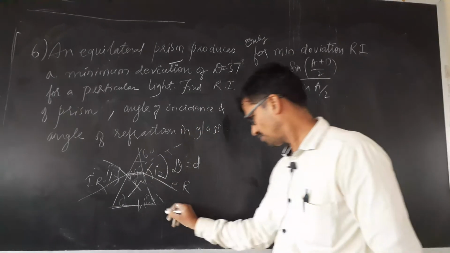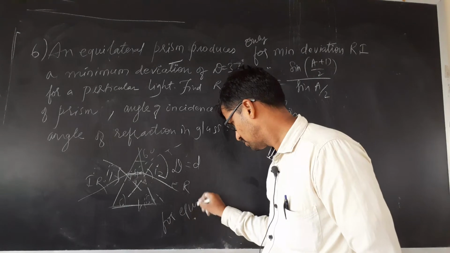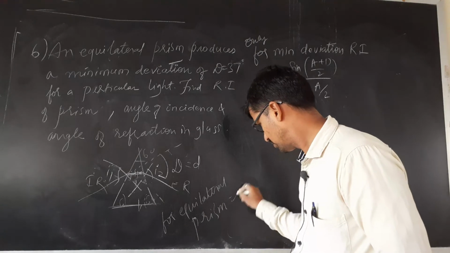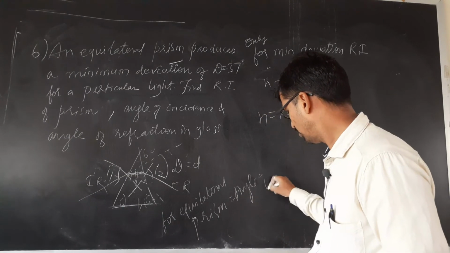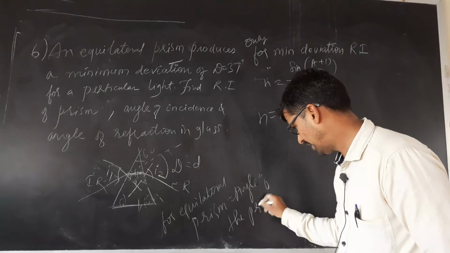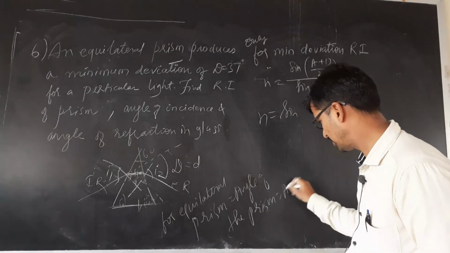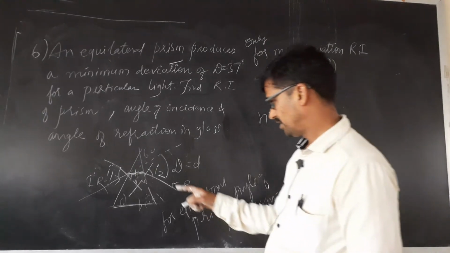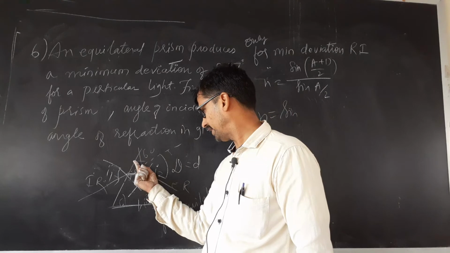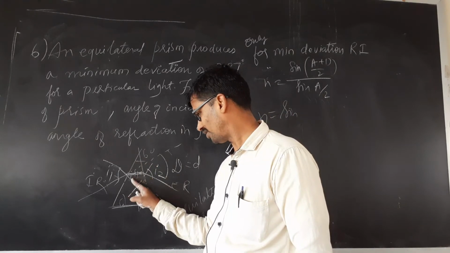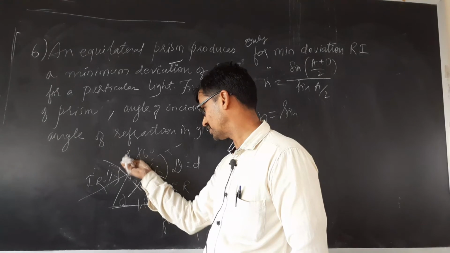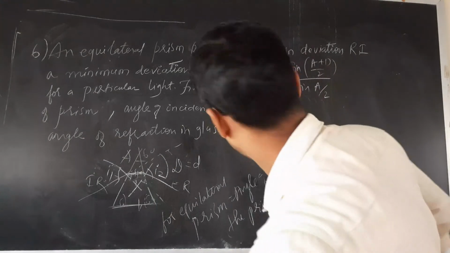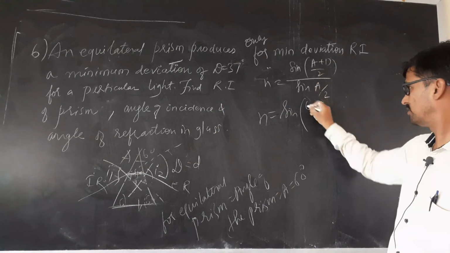I will note here, for an equilateral prism, angle of the prism A is equal to 60 degrees. Angle of the prism is also called refracting angle, not angle of refraction. A is called refracting angle of the prism or angle of the prism. Now, A is how much? 60, because equilateral.